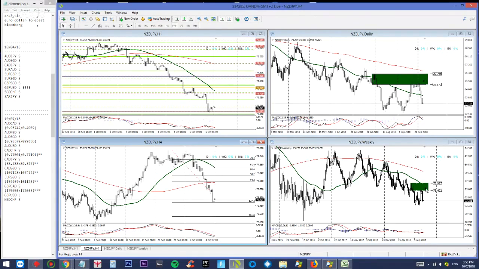Demand zone test once, demand zone test twice, three times. Drop. We have a triple top: one, two, three. Drop. If we want to enter as a short, let's see how high it could retrace.